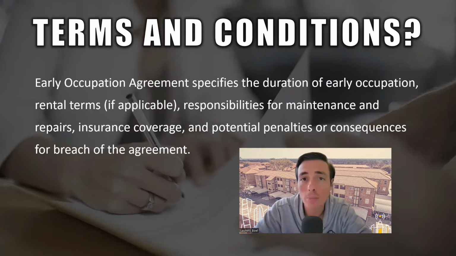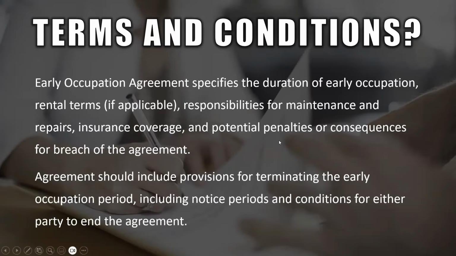So the terms of the occupation agreement should define the duration of this period, if there is a rental figure required, and the responsibilities for maintenance, repairs, insurance, and potential penalties. The agreement should also include provisions for terminating the early occupation period, including notice periods and conditions for either party to end.